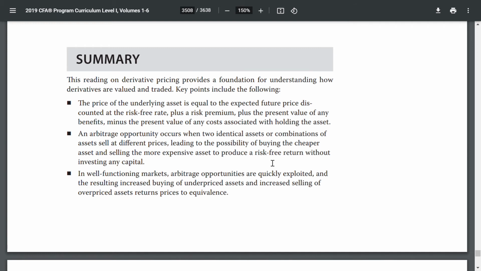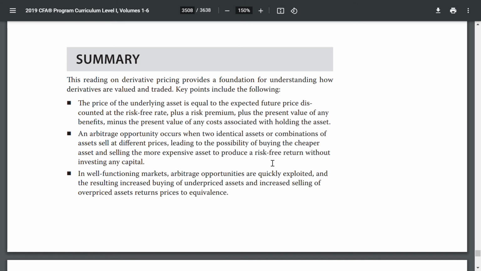This reading on derivatives pricing provides a foundation for understanding how derivatives are valued and traded. Key points include the following. The price of an underlying asset is equal to the expected future price discounted at the risk-free rate, plus a risk premium, plus the present value of any benefits, minus the present value of any costs associated with holding the asset. An arbitrage opportunity occurs when two identical assets or combinations of assets sell at different prices, leading to the possibility of buying the cheaper asset and selling the more expensive asset to produce a risk-free return without investing any capital.